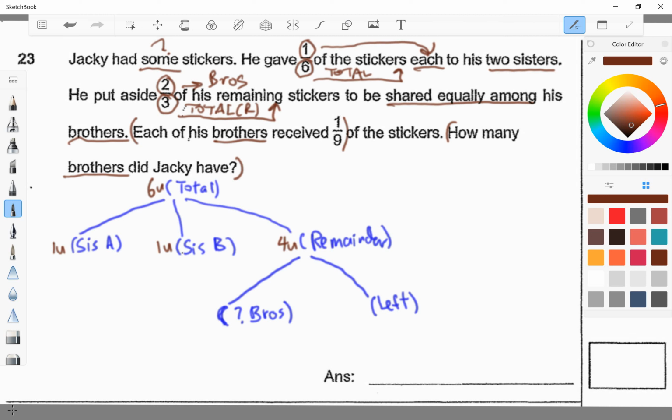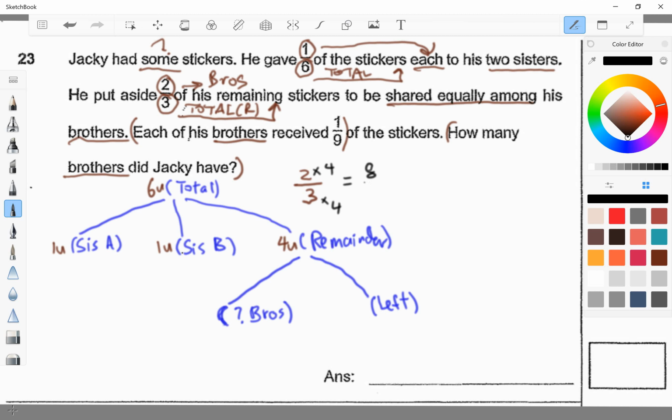And it's mentioned that 2/3 of his remaining stickers, let me just write down 2/3, is meant to be shared among his brothers. So the main thing about this question is that we have to make the units for the remainder the same. So let me circle this for you. 3 and 4 has got to be the same because they represent the remainder. So I will change the 3 into 12 because the lowest common multiple of 3 and 4 is actually 12.